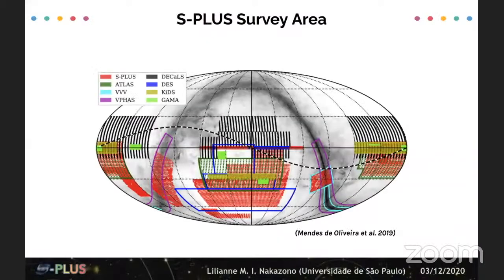This map shows our coverage and other surveys' coverage, just for comparison. All these red regions in this map will be covered by S-PLUS. I don't know if you can see very well here, but all these field tiles are the tiles that were already observed by S-PLUS, at least at the moment of the publication of this paper. Of course, right now we have more tiles observed than that.